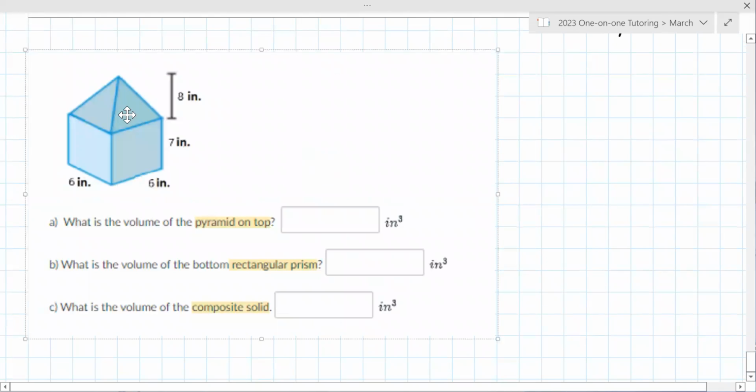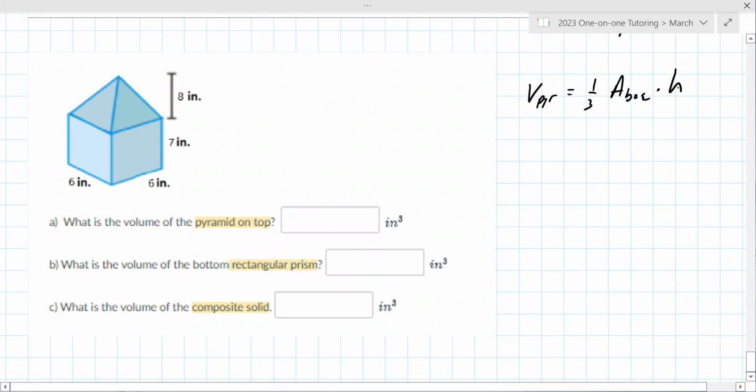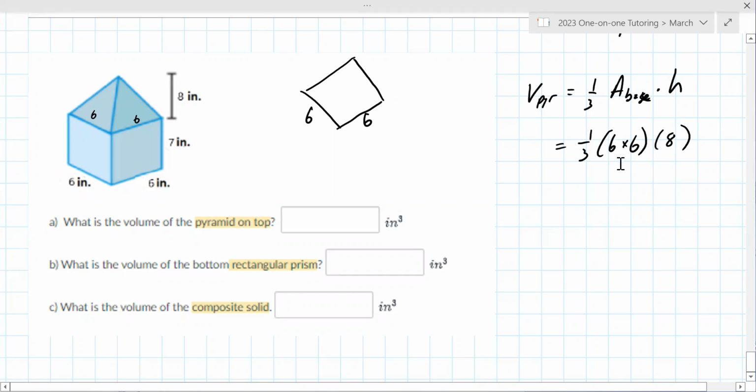All right, let's move on to the next one, the house here. What is the volume of the pyramid on top? The volume of a pyramid is 1/3 the area of the base times the height. Writing down the formula really helps to remember it over time. Sometimes it's good to draw the base. It's 6 and 6 there. So we've got 1/3, 6 times 6, and then the height is 8. So what is that?